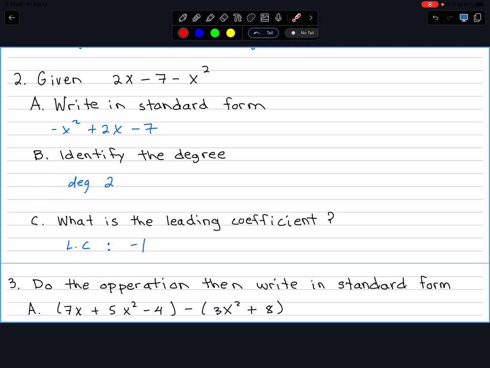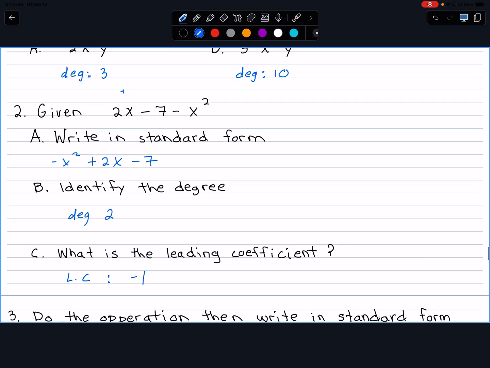The question was asked, why is the degree 2? The degree is 2 because when you figure out the degree for a polynomial, you look at each monomial and you say, what is the degree of each monomial? So for the first one, this degree is 1. For the second one, this degree is 0. And for the third one, this degree is 2. Whichever monomial has the highest degree, that's the degree of the entire polynomial. So because the degree of this was 2, the entire polynomial has a degree of 2.